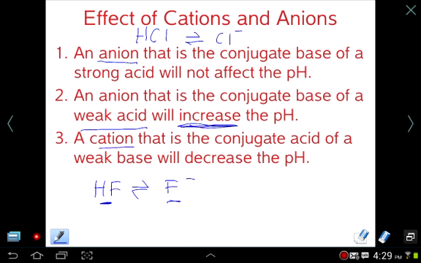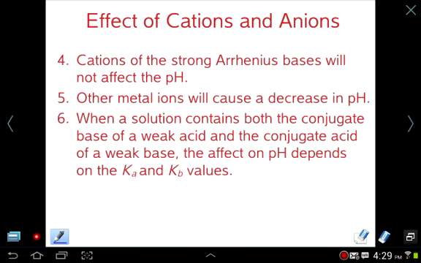A cation that's the conjugate acid of a weak base will decrease the pH, and this is kind of what we just saw. So your aluminum +3, you can say, will decrease the pH of a solution. Cations of the strong Arrhenius bases will not affect the pH. What this means is, if you have sodium hydroxide, the cation of this strong base is sodium, and sodium will not affect the pH in general.